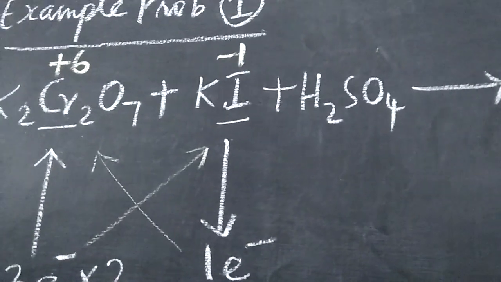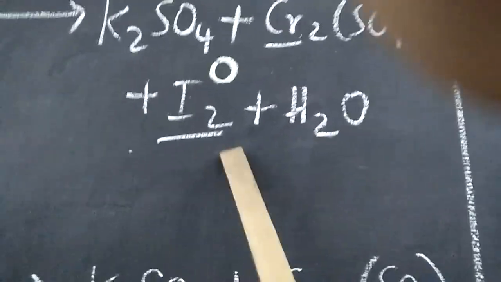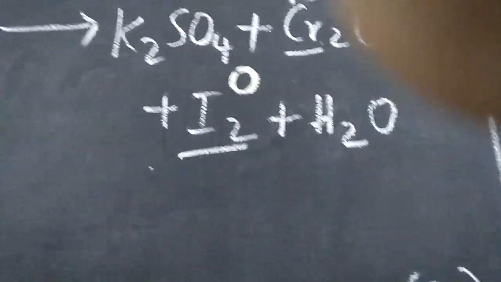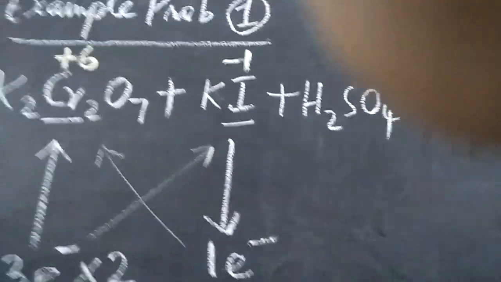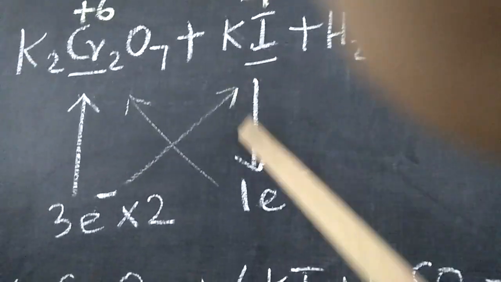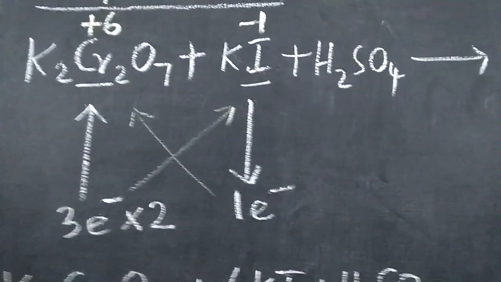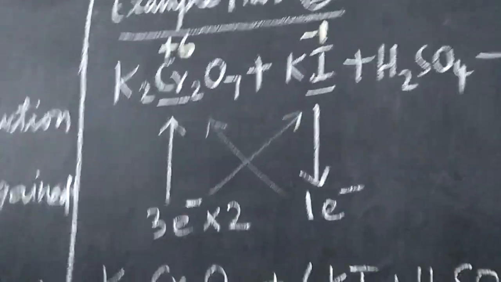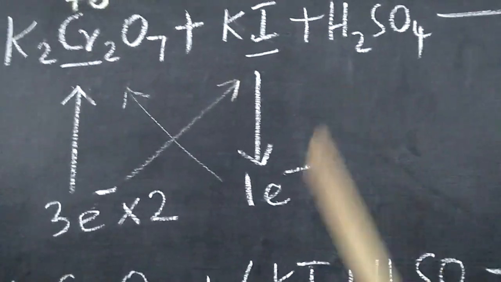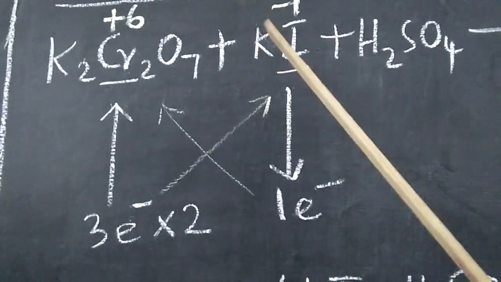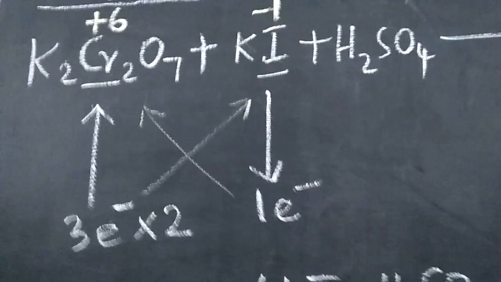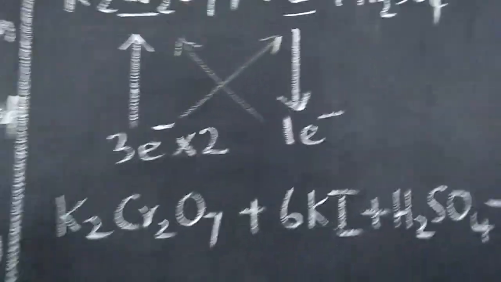Here in potassium iodide, iodine has a -1 oxidation state. But let us see iodine here, it is a molecule. It exhibits only 0 oxidation state. So here it is -1, here it is 0. So -1 to 0 is an increase in oxidation number. Whenever there is an increase in oxidation number, there is a loss of electrons. How many electrons? -1 becomes 0, so it loses only 1 electron. So here 2 into 3 becomes 6. Here 1. Cross multiply these values to ensure that the number of electrons lost is equal to the number of electrons gained. So what will happen?